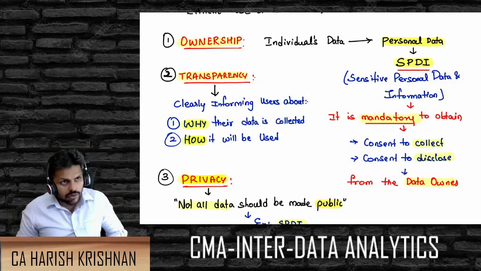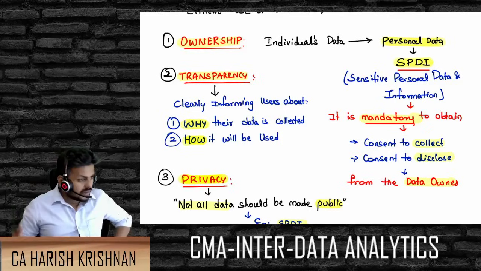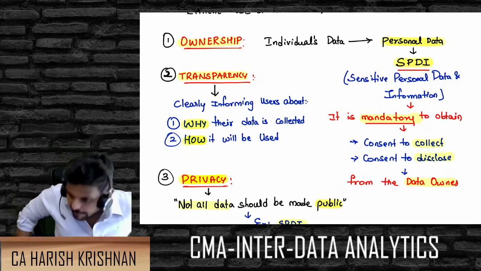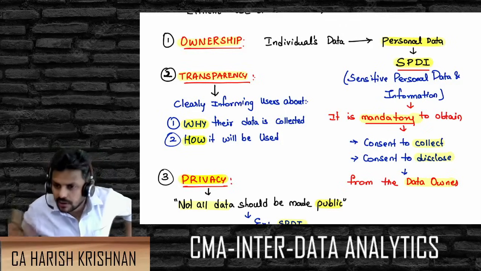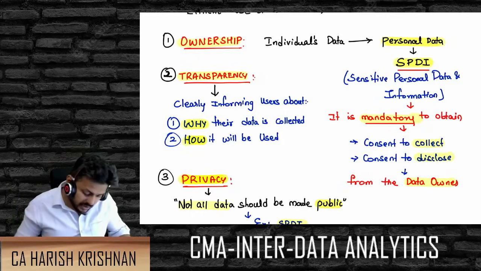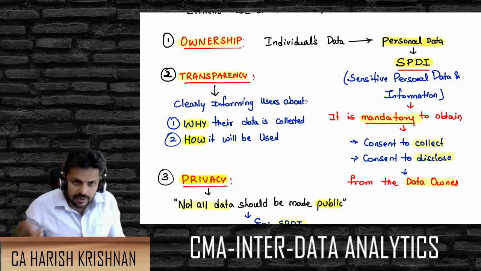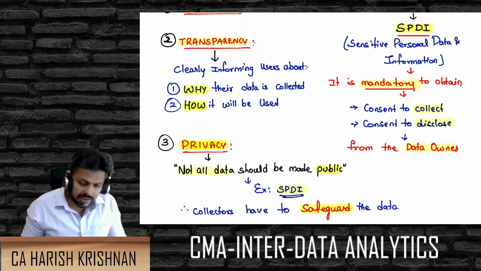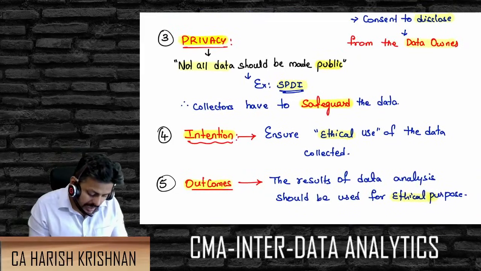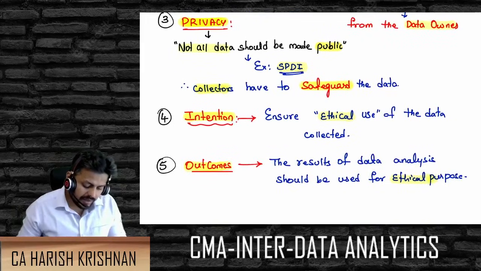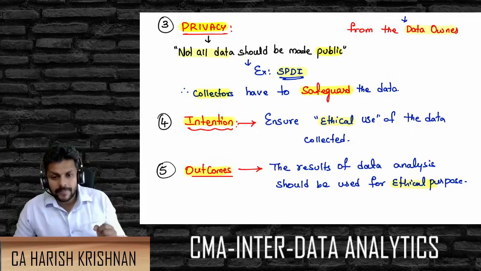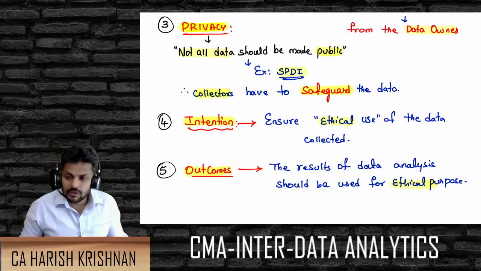We will not disclose your sensitive data. We will store it in our servers elsewhere. Like that, every time you sign up to something, they will make you sign a privacy policy. Without your knowledge, you will only agree to that. But the whole point is, when you are agreeing to something called a privacy policy. So the third and very important principle of the ethical use of data is that a data privacy policy should be there. Collectors, whoever are collecting the data, have a responsibility to safeguard the data as well. And then intention: the intention behind collecting data should be its ethical use.